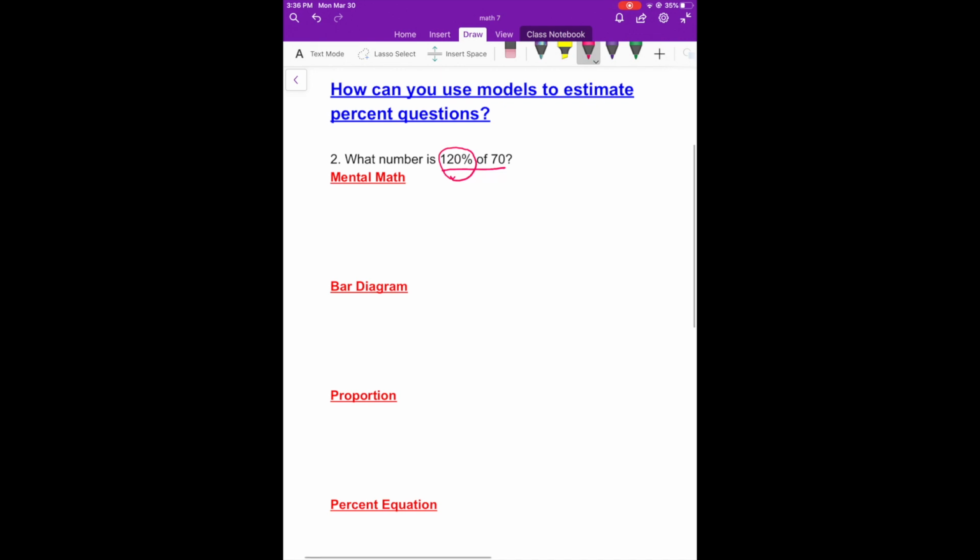So let's look at that. How do I use mental math? Let's see what is 10% of 70. 10% of 70 is going to be 1/10 of 70, which is, if you divide 70 into 10 equal parts, going to be 7. So 10% of 70 is 7. So what is 120% of 70? That means how many tens are there in 120? If you multiply 10% by 12, you will get 120%. So you will multiply 7 by 12. So you will get 84.